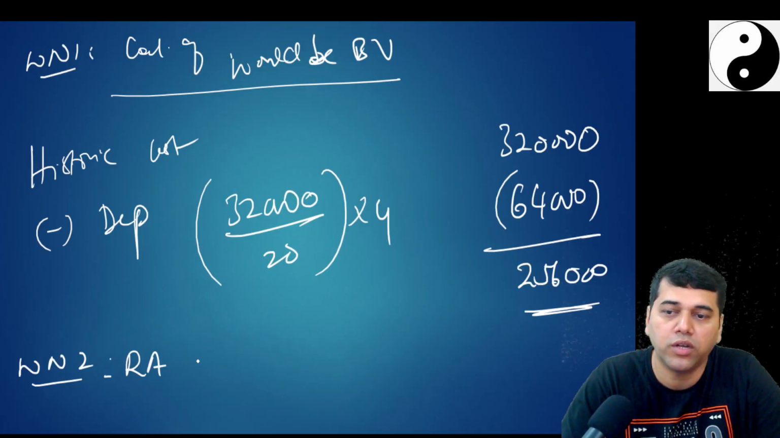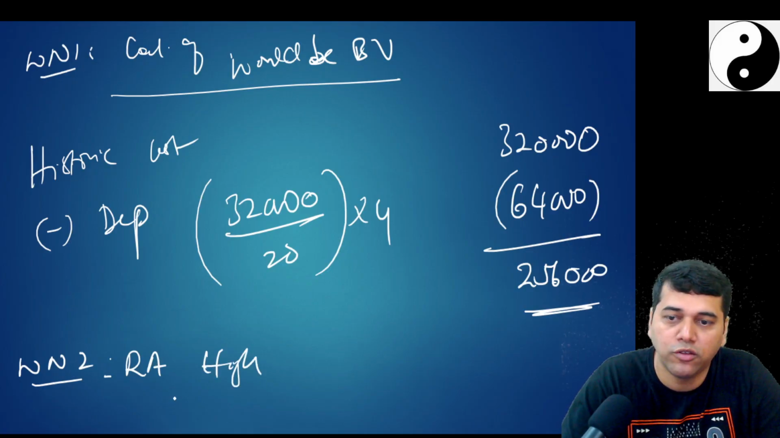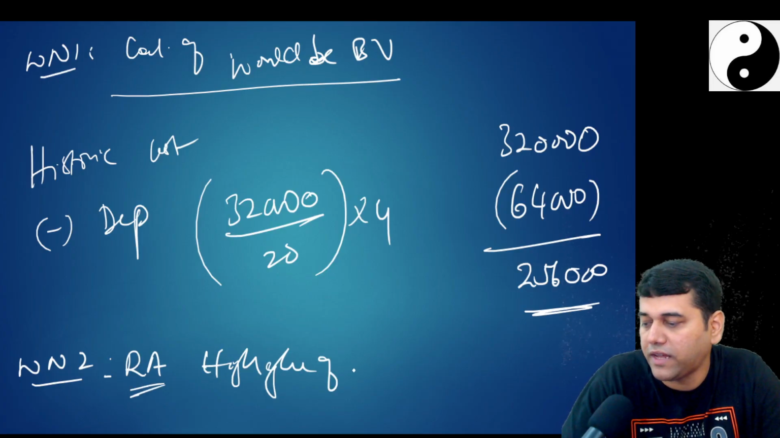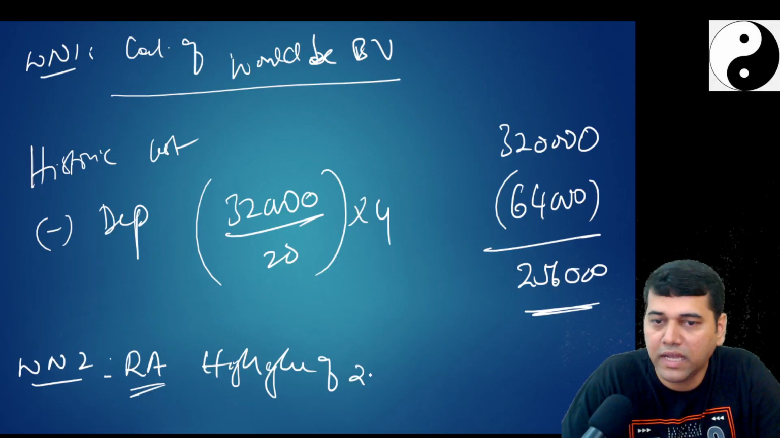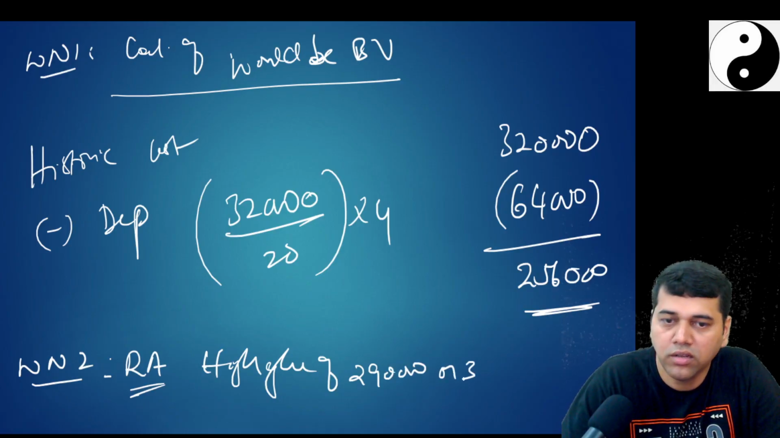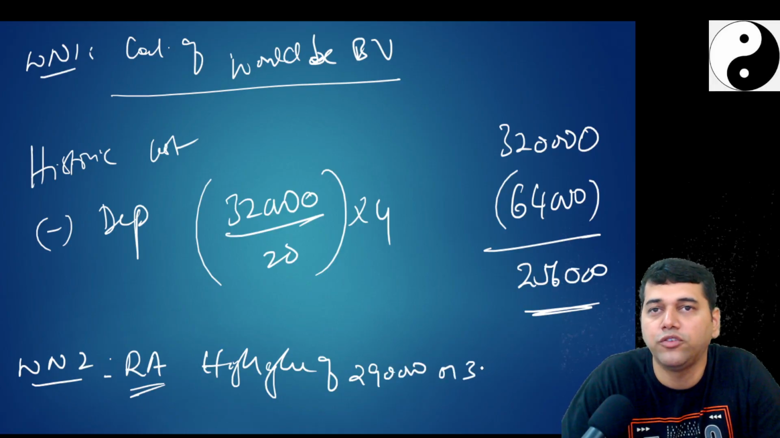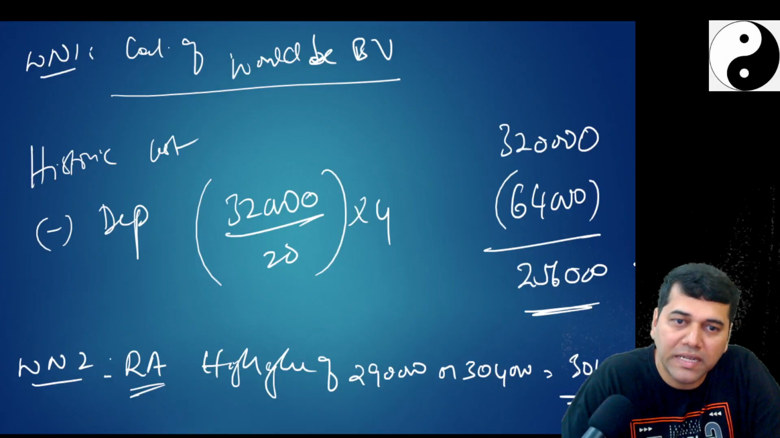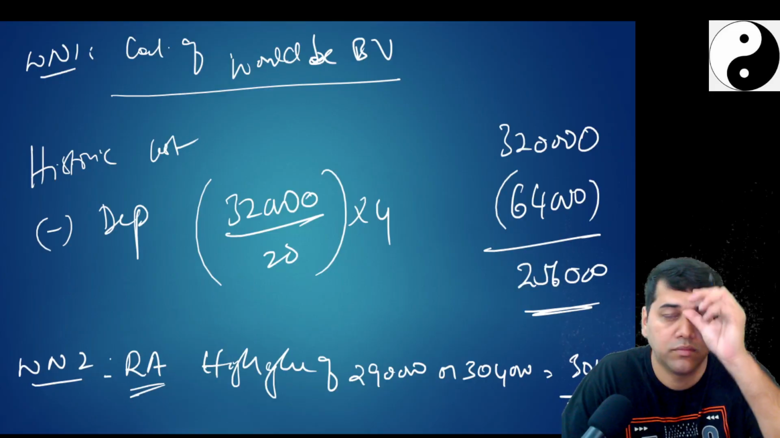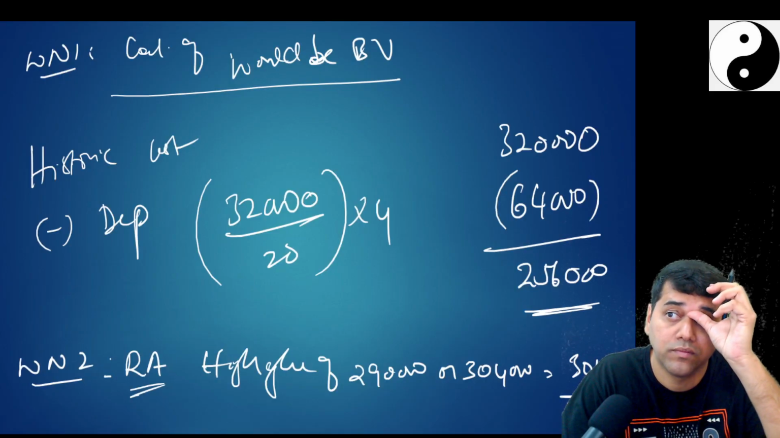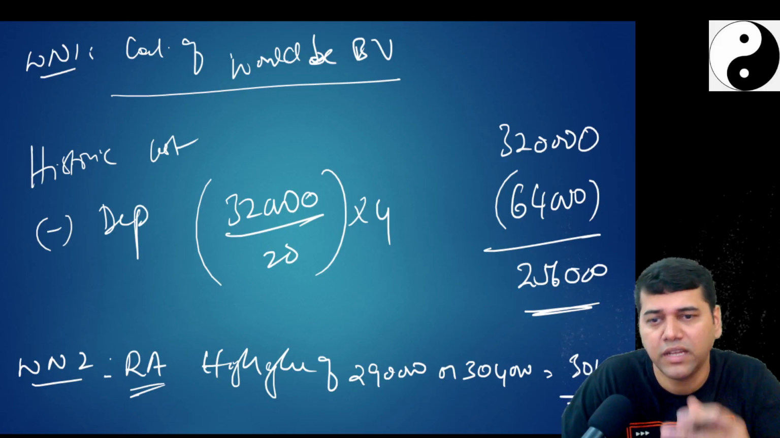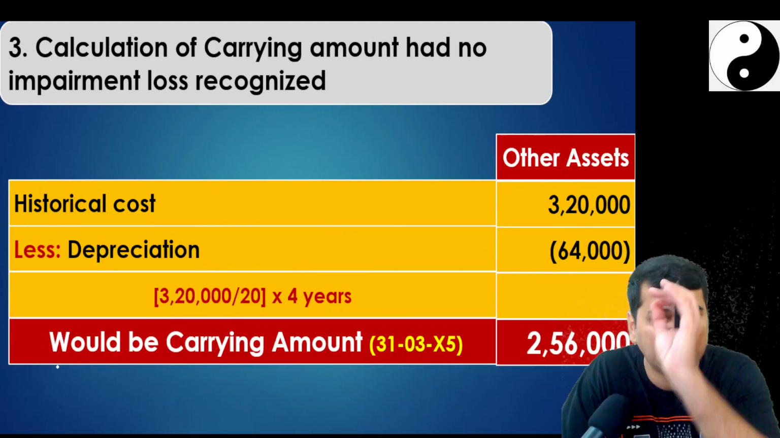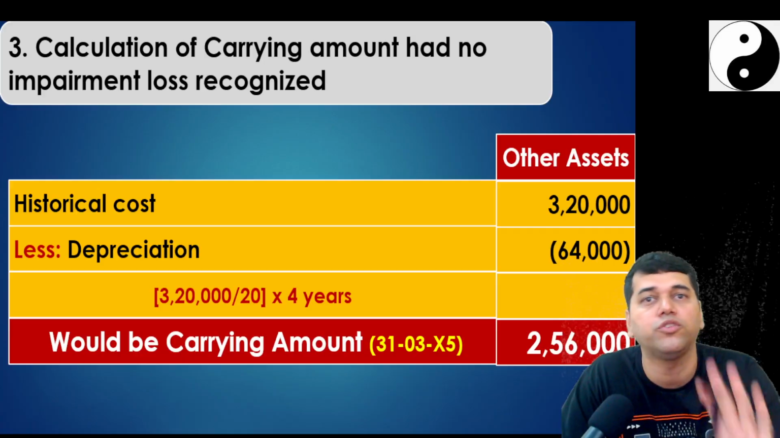So, recoverable amount is what? Higher of: what is your fair value? 2,90,000, or what is your value in use? 3,04,000. So, you are going to compare these two numbers and take whichever is higher. No confusion, you can do it there only. I will show you. I have done it there. Here in this calculation, I just calculated the would-be carrying amount. Only thing is you need to have clarity: which numbers, which format, what you need to do. That's it.